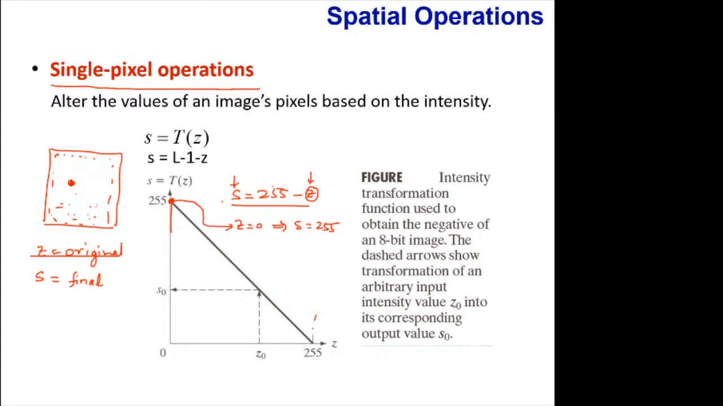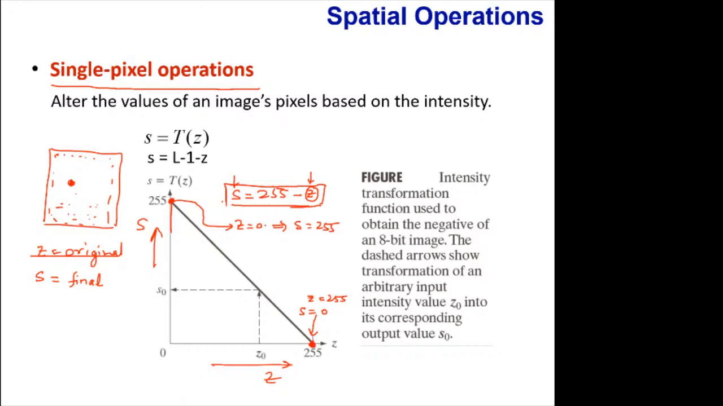And when your Z is 255, then your S is 0, according to this equation. Followed it? Am I right? When Z is 255, S has the value 0. So if I plot a graph with S on this side and Z on this side, have you understood this point and this point?